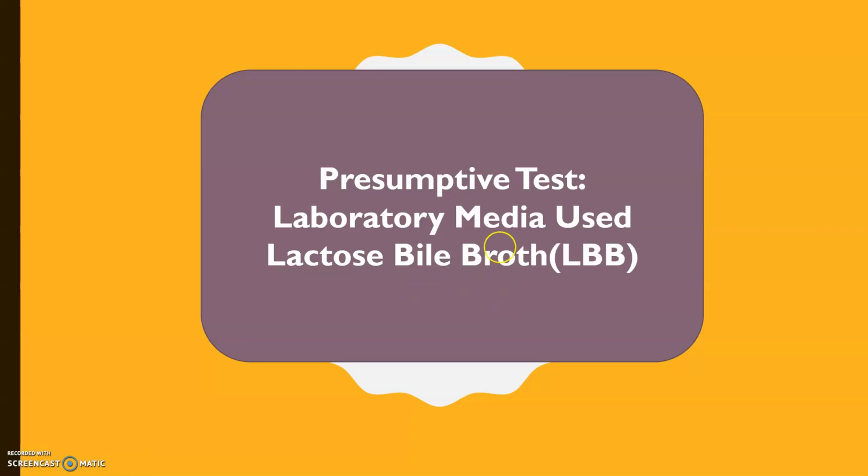In this test, 0.1 ml of the water sample must be inoculated in 10 ml of lactose bile broth tube having 10 ml medium, and this tube is incubated at 37 degrees Celsius for 24 hours. After incubation, production of acid and gas is detected: color change from red to pink of the medium and deposition of gas in the Durham's tube. This indicates a positive test.